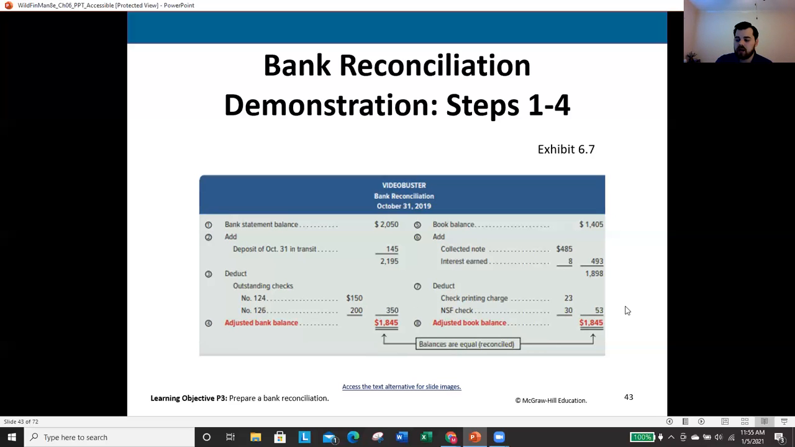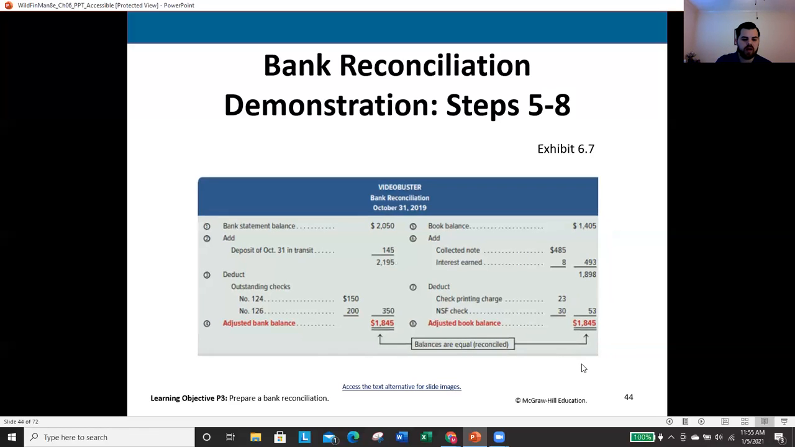Now on our side, on the book side, we've got our check printing charge. So they charged us $23 to print more checks for us. And it looks like we had a bounced check. So maybe a customer tried to pay us and it came back negative. So that was an NSF check. It's non-sufficient funds, $30. Gives us a new amount of $53. It needs to come out on our side. $1,898 minus 53 is $1,845. And we're able to see very clearly then that our $1,845 does in fact match on both sides. So very important there.